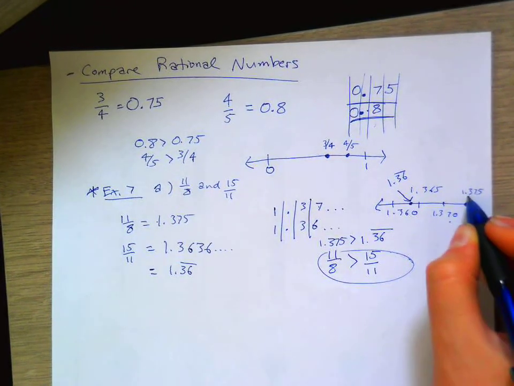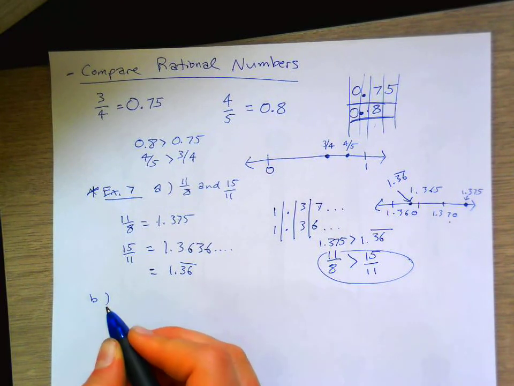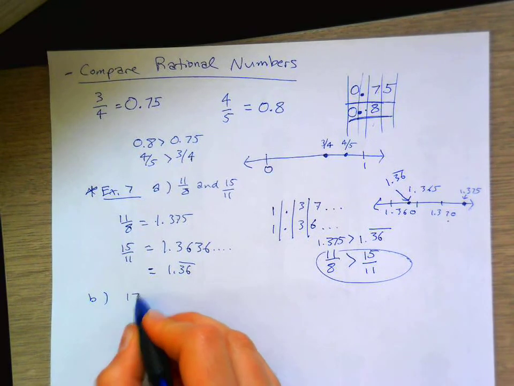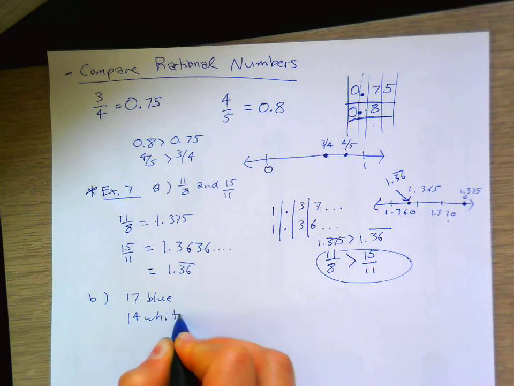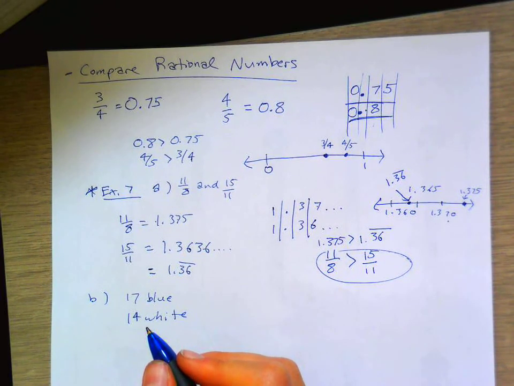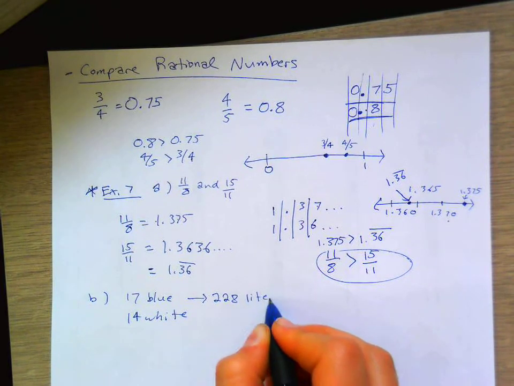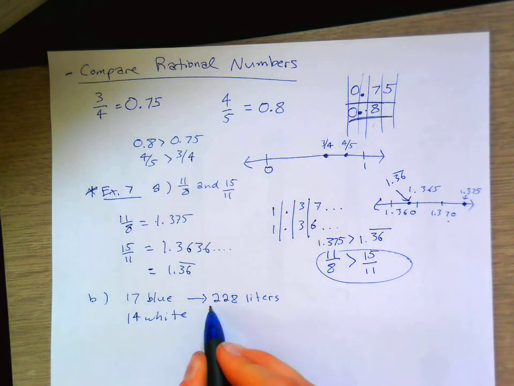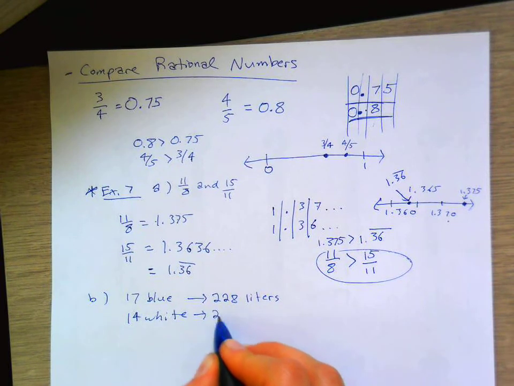It gives us a problem. So when 17 blue bottles and 14 white bottles are completely filled with liquid, the blue bottles hold a total volume of 228 liters. When you're reading a story problem, it helps to write out what you're given as you read it. The blue bottles hold a total volume of 228 liters, while the white bottles hold a total volume of 222 liters. On average, which bottle holds less?